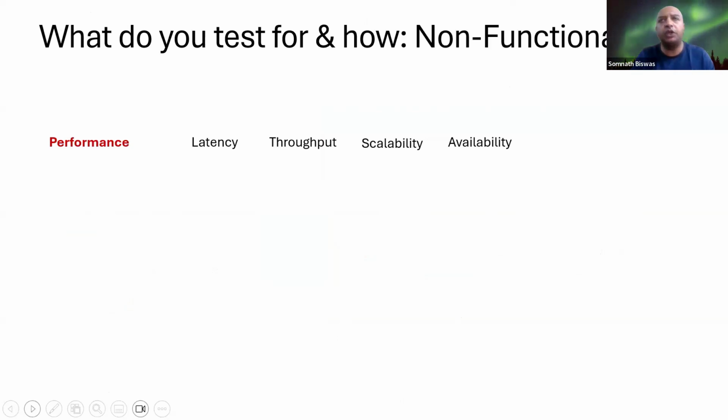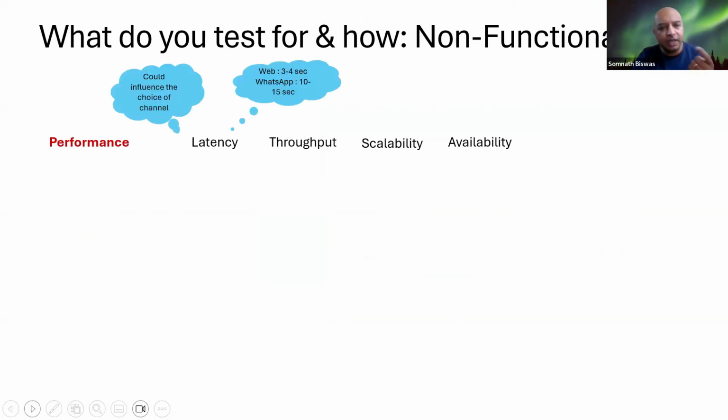When it comes down to the non-functional part of it, again, no surprises there. You would probably have something very similar to what you would have for any other software, so you would have your components of latency, throughput, scalability, availability. But over here, it becomes slightly different, because you have the model endpoints which will contribute to the latency as well. And so this might initially influence your choice of the channel.